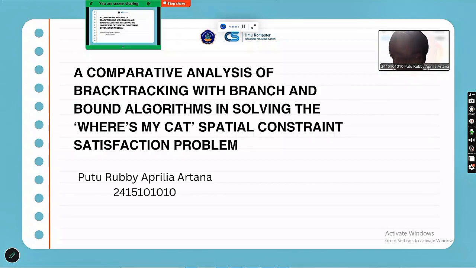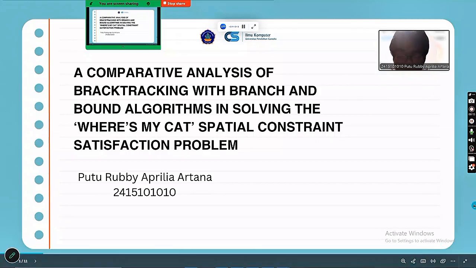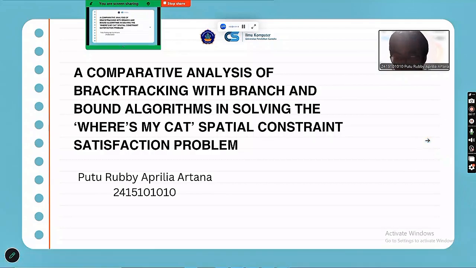2415101010, and now I will explain about my paper with the title A Comparative Analysis of Backtracking with Branch and Bound Algorithms in Solving the Where's My Cat Spatial Constraint Certification Problems, or CSP.